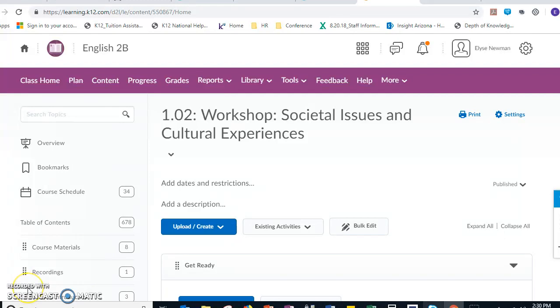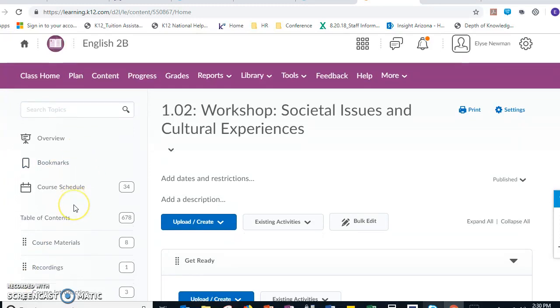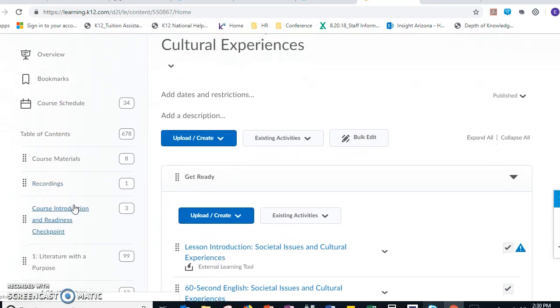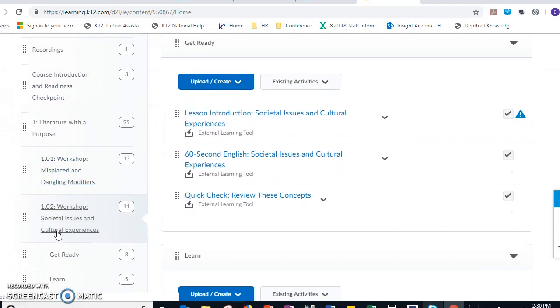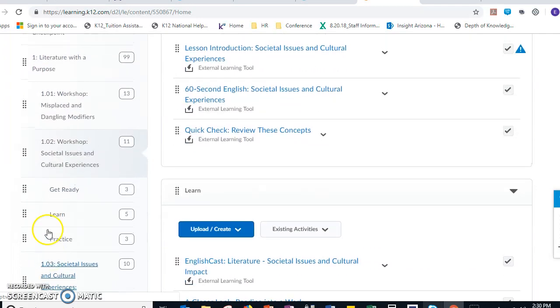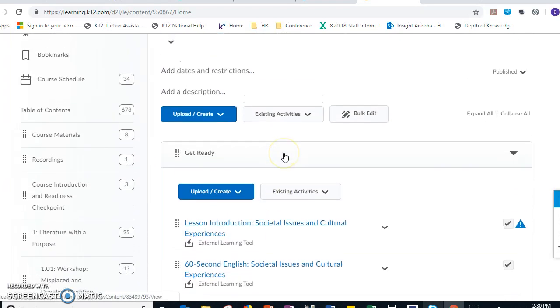Okay, today we're looking at Lesson 1.02, Societal Issues and Cultural Experiences. You can access this by going to the content here at the top. And as you scroll down, you'll notice the table of contents on the left-hand side. You can find Unit 1 with all of the lessons and the different practices and assignments within each lesson.